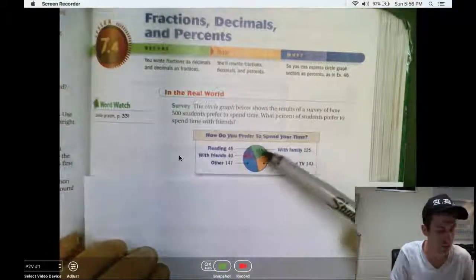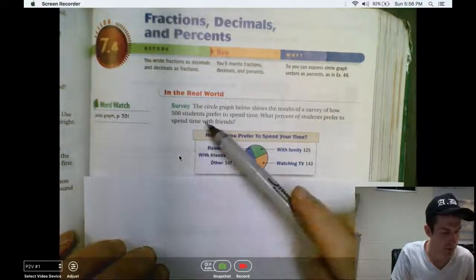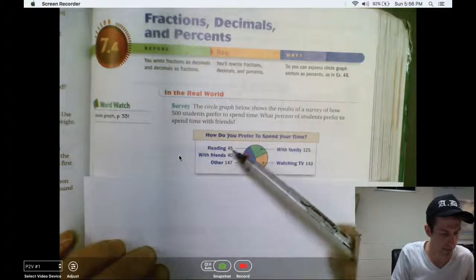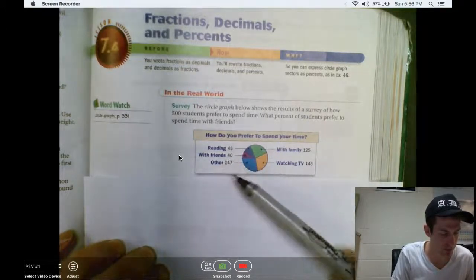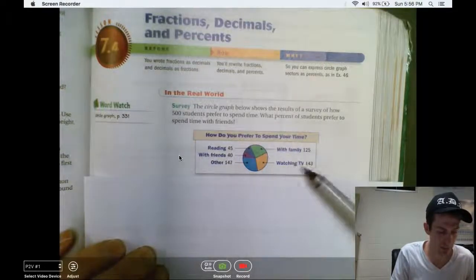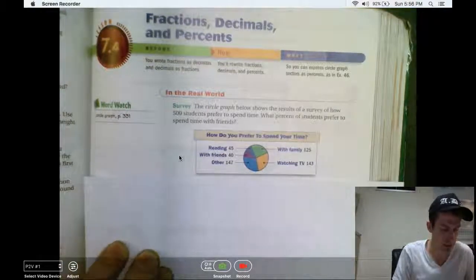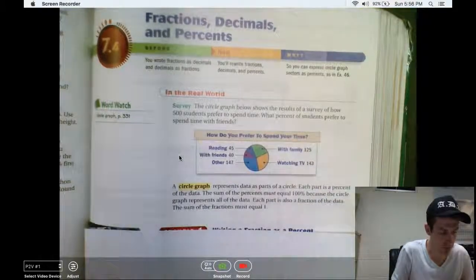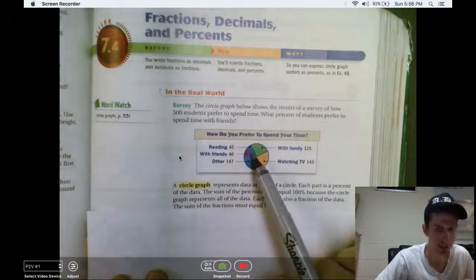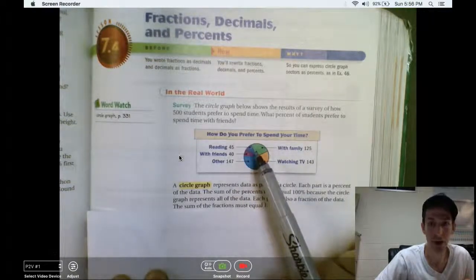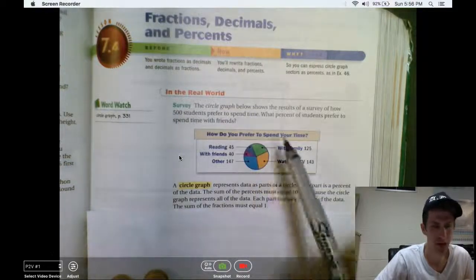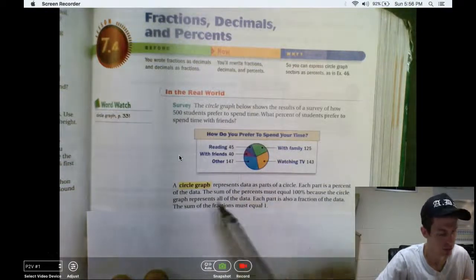Here is a circle graph. 500 students prefer to spend their time, and 45 of them said reading. Some said with friends. Others said with family or watching TV. So I think they're going to ask us a percent problem here. What percentage would you say like to spend their time reading? Well, you've got to think about how many total you're talking about first, right? But let's take a look at this.